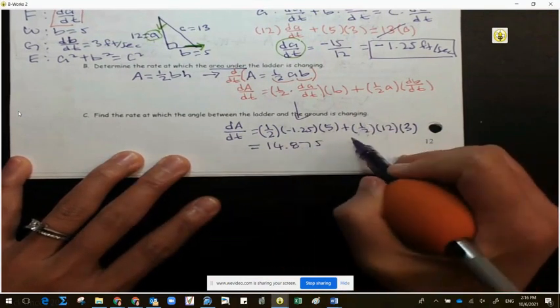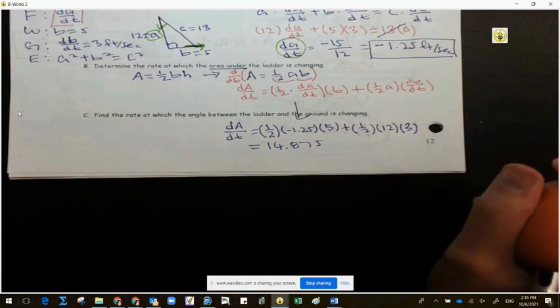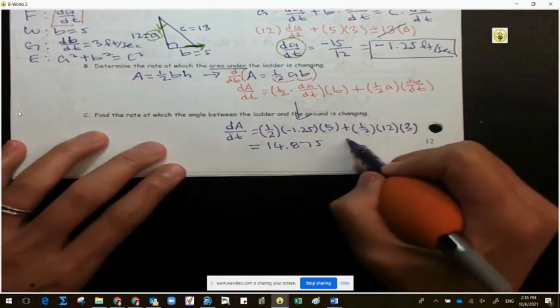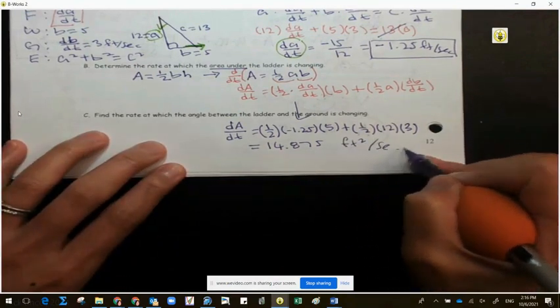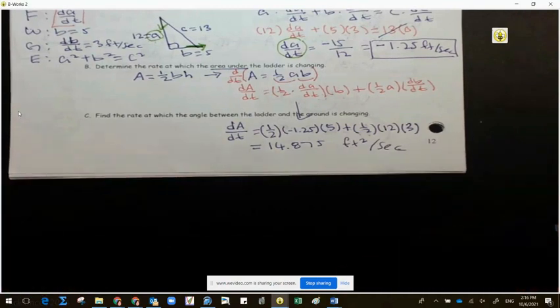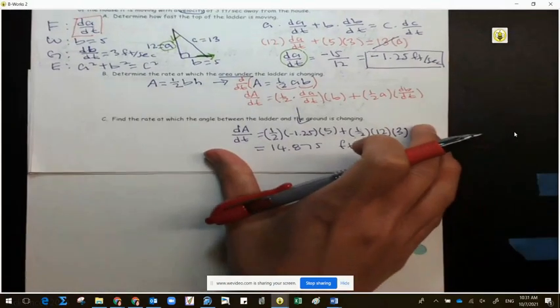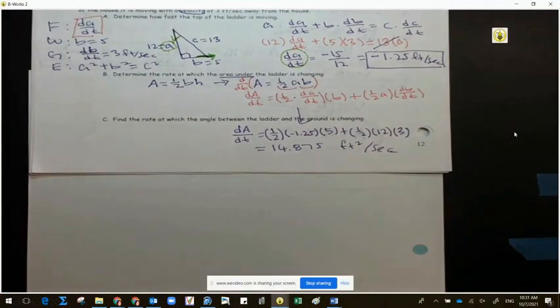And this is area. For area, should I write feet? Feet squared, feet cubed? Feet squared. And done. Part C, Xavier, go ahead and read that number. Not the number, the words. Find the rate at which the angle between the ladder and the ground is changed.